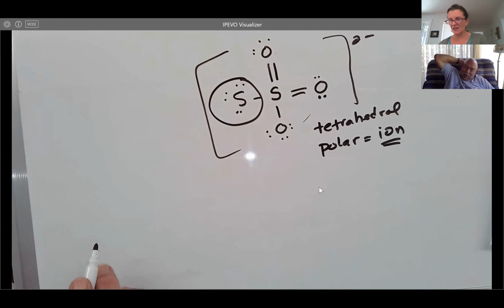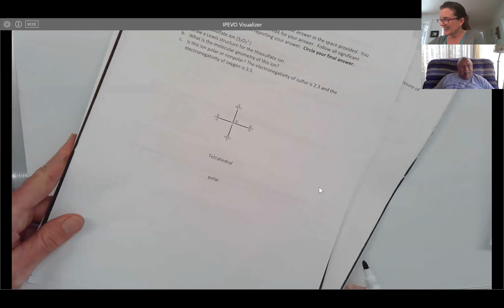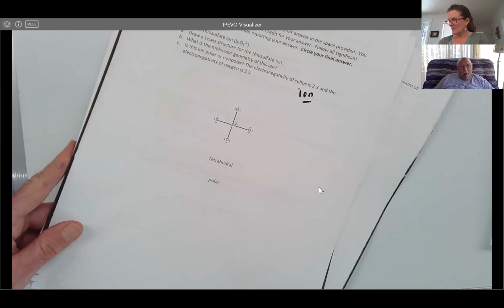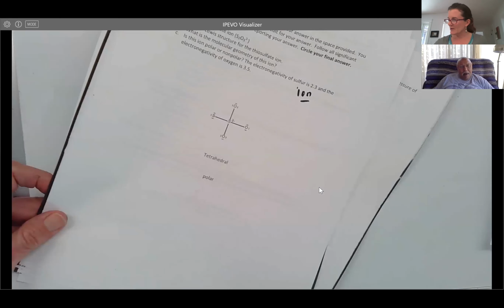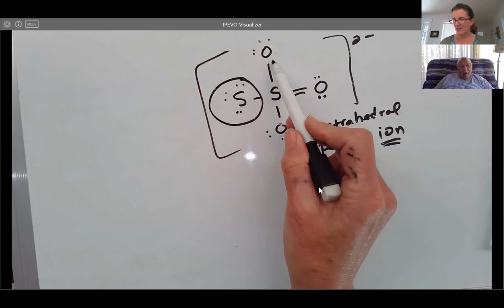And I would actually say the answer here doesn't reflect that. It's an ion. But if it were not an ion, you would say that the oxygen is more electronegative than the sulfur. Okay.